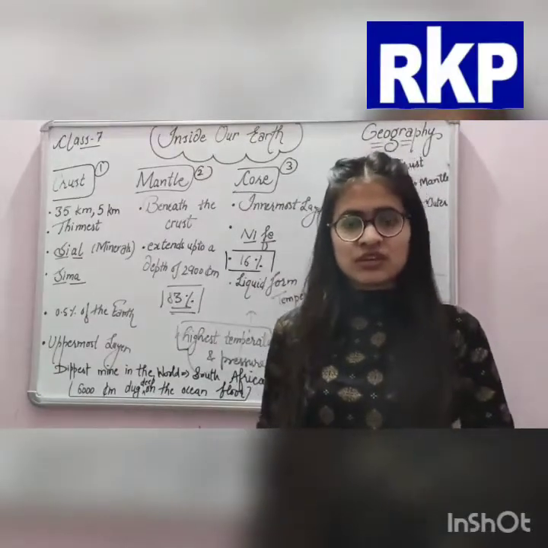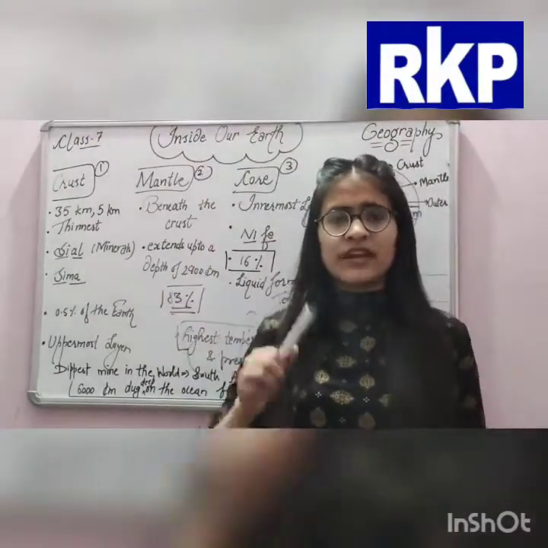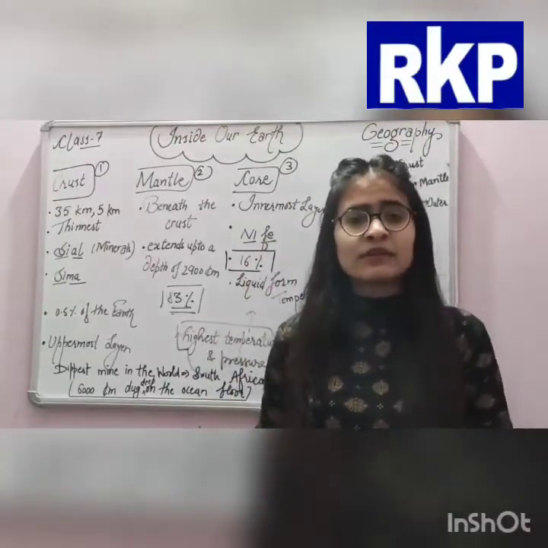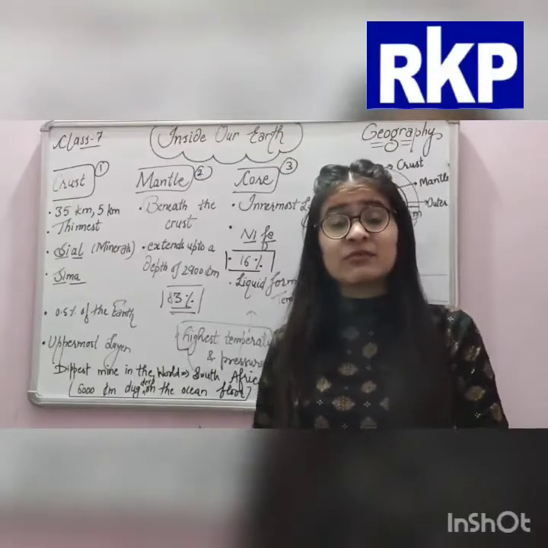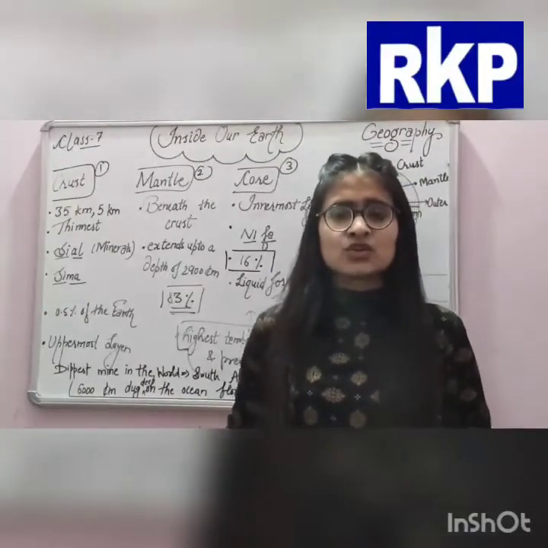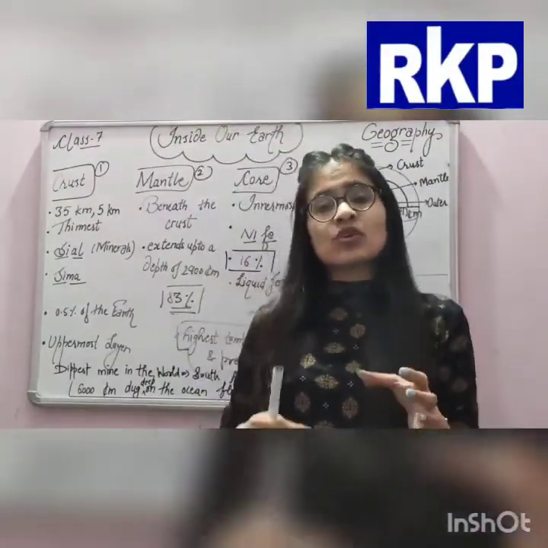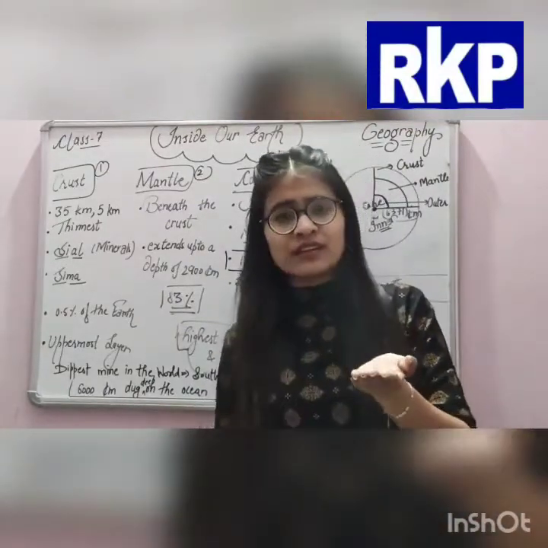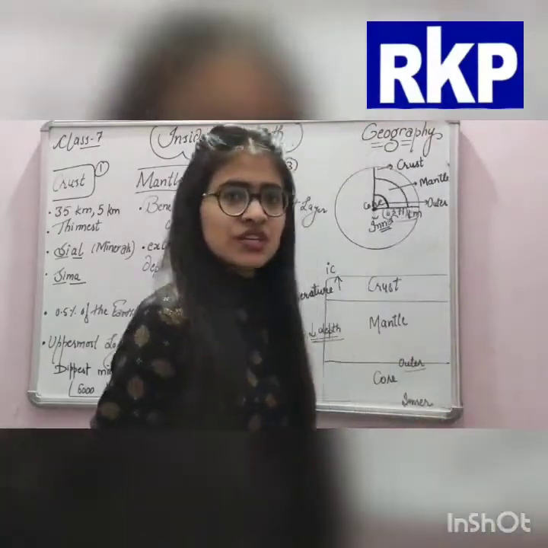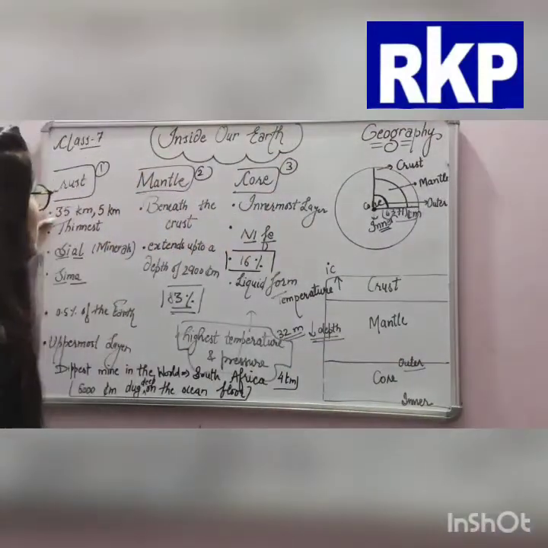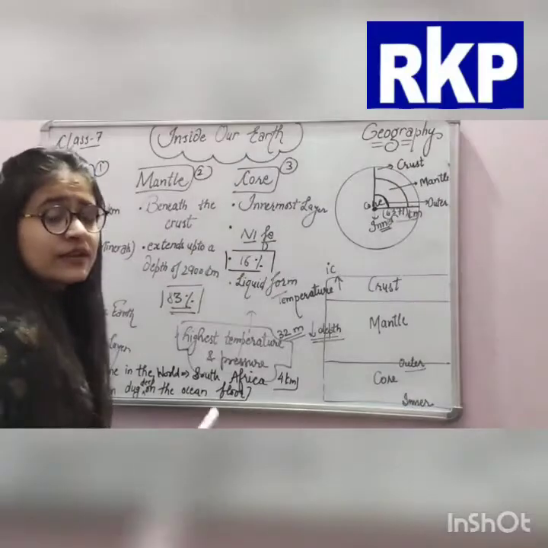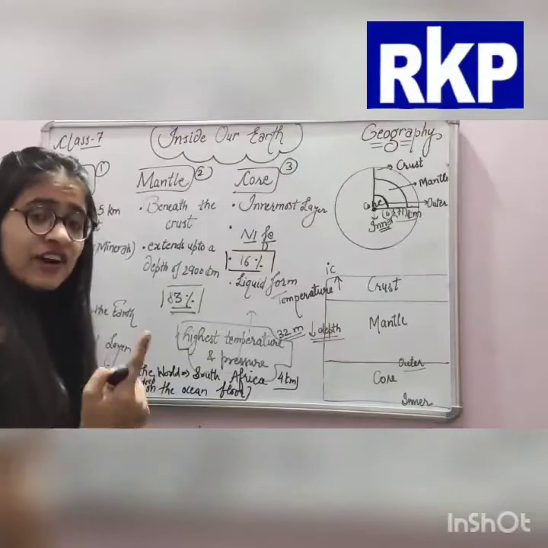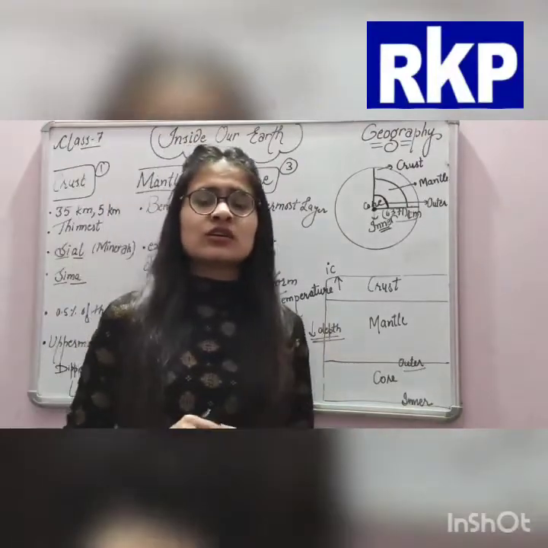Obviously, where there is ocean, there will be water at a large height, and in the depth there will be land, we can say the surface. So we can say the continents are at a higher altitude than the oceans. So it is 35 kilometer deep on the continents and 5 kilometer deep on the ocean floor.